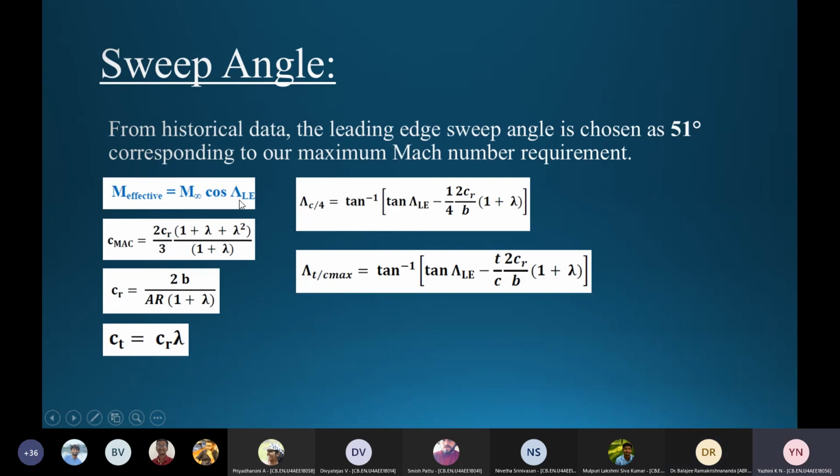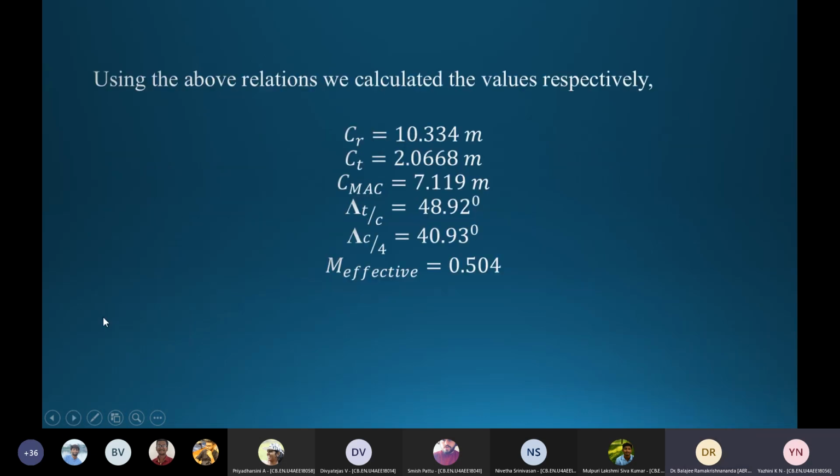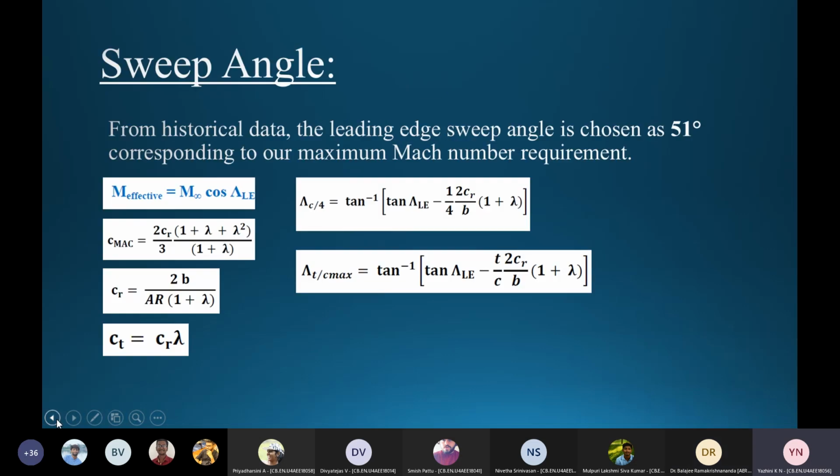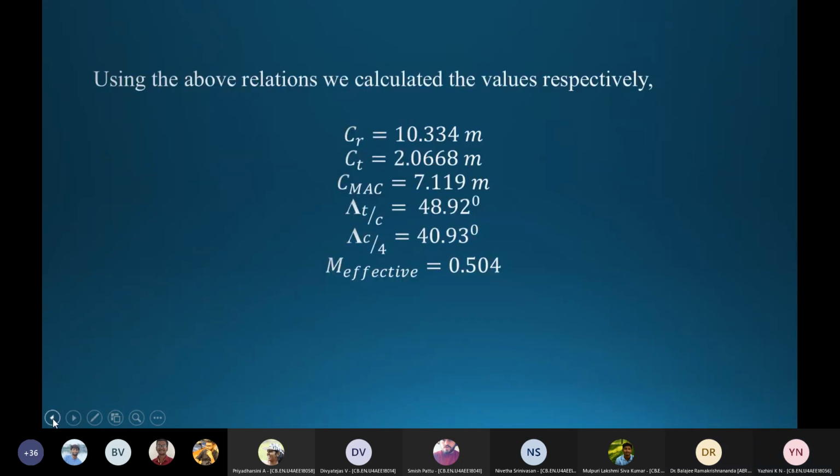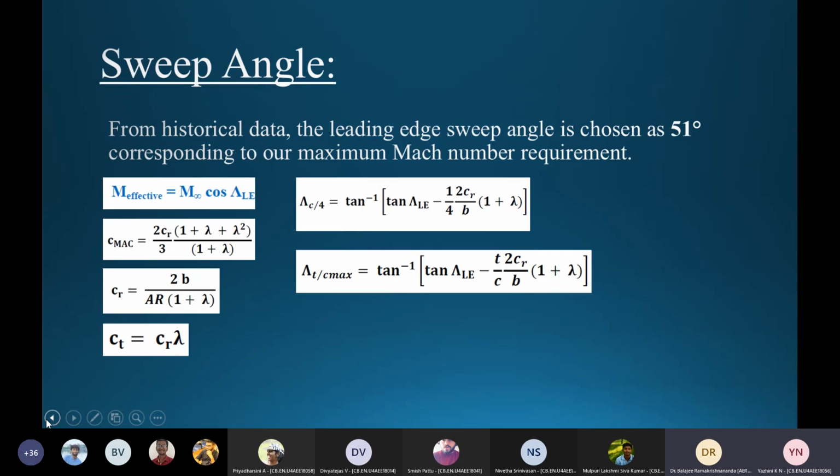Using all these formulas, we found the sweep angle at the chord, sir. And next, the maximum thickness to chord ratio. Then these are the values we got: CR, CT, CMAC. How did you find CMAC? Using the formula, sir. Which formula? Sir, this one. Okay, yeah. You know how to find it diagrammatically? No, sir. Okay, yeah, go to the next one.